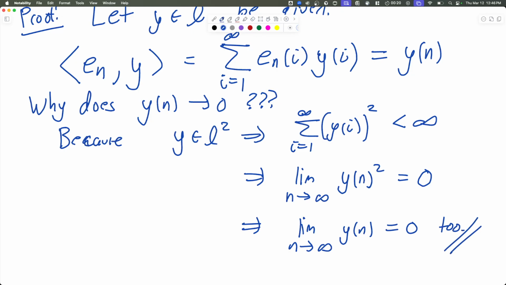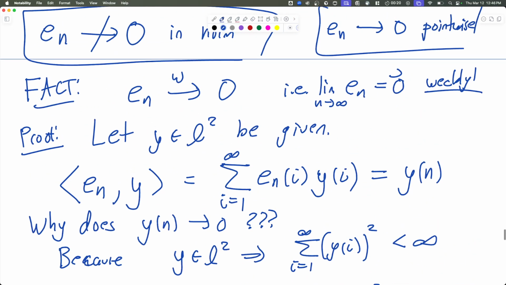Okay, and that's the proof. So e_n picks out the nth component of y, and that goes to 0 because the space L2 is square summable things, and their terms have to go to 0. So very nice. So the e_n's go to 0 weakly, but not strongly.